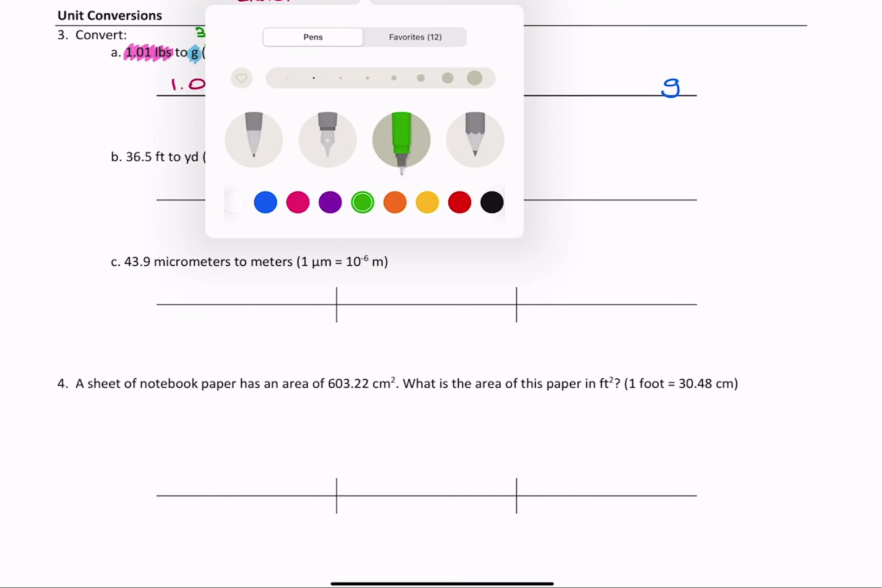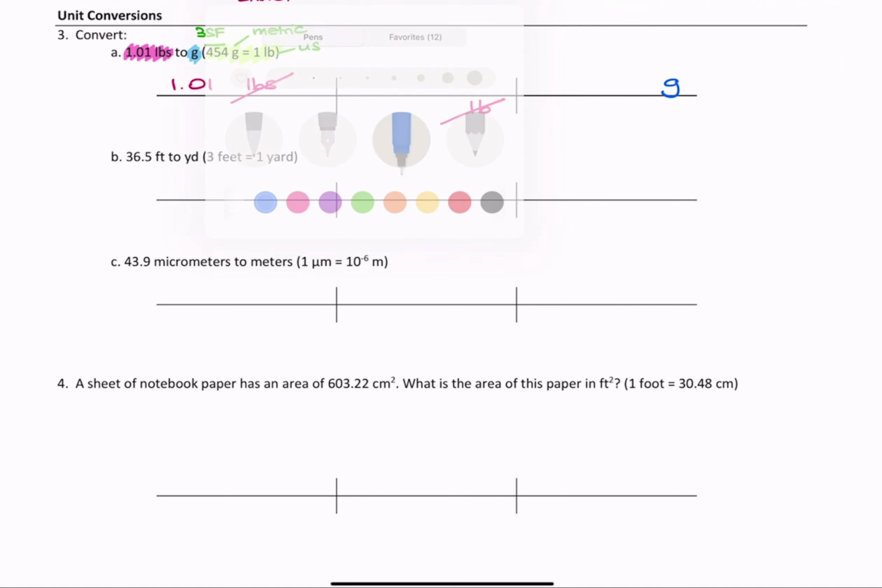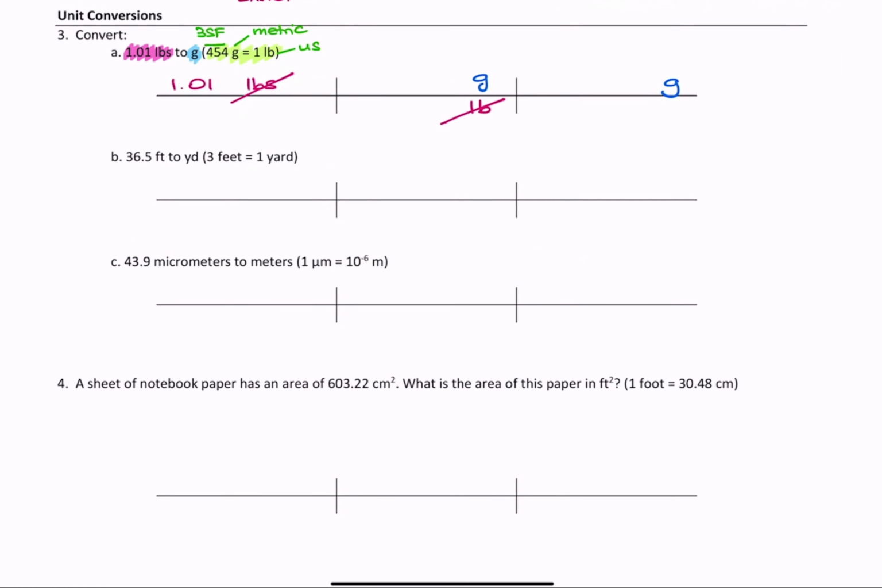What we want to do is cancel the given unit, the pink unit, so we're going to put the pound underneath in order for the pound to cancel, and we will have in our conversion factor the desired unit at the top, so the desired unit, we keep it. We will use this relationship to build our conversion factor. 1 pound is 454 grams.